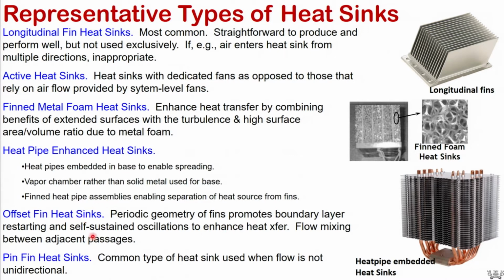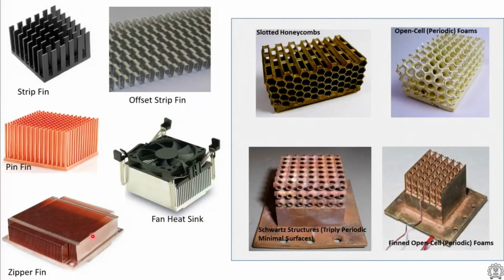So there could be offset fins, there are offset strip fin heat sinks, pin fin heat sinks, and they are shown here. These are strip fins, offset strip fin, pin fin, fan heat sink combination. This is the so-called parallel plate fins, sometimes referred to as zipper fins. These are some much enhanced heat transfer geometries where there are honeycombs with slots, foams, periodic foams. These are so-called triply periodic minimal surfaces, Schwartz structures, finned foam, finned periodic foam. So there are many different types of heat sinks, and I'm sure you have seen dimpled fins.